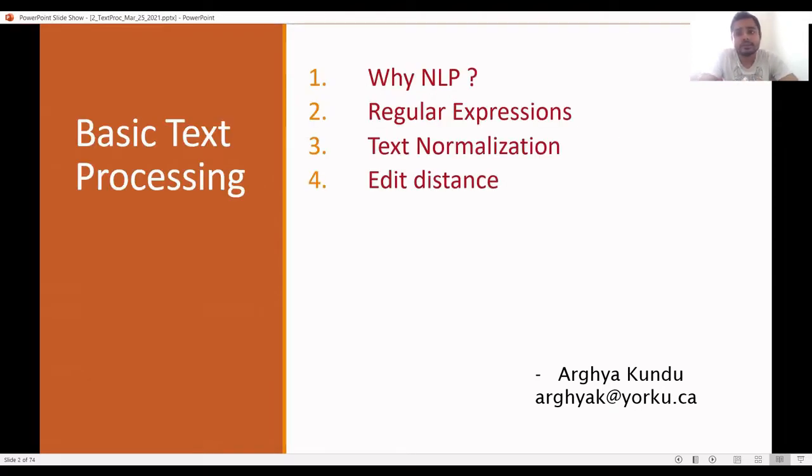In today's lecture, we are going to first learn about why NLP, what is the purpose of NLP, what is the use of NLP, and the evolution of NLP. Then we are going to focus on regular expressions. After that, we're going to learn about text normalization, and finally, about edit distances.